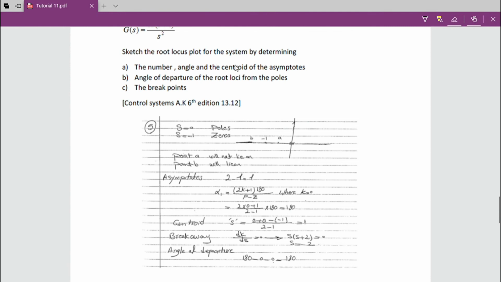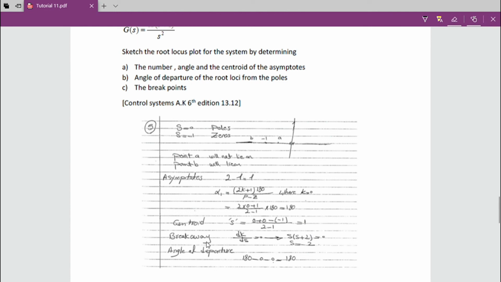Your centroid, right? The centroid is given by the real axis intercept of the asymptote, which is equal to the sum of finite poles minus the sum of finite zeros divided by the number of poles minus the number of zeros, right? So you have two poles, 0 plus 0, the sum of that would be 0, minus you have one zero at minus 1, so minus (minus 1), upon 2 minus 1. You have two poles and one zero, so that will be equal to 1, so your centroid will be equal to 1.